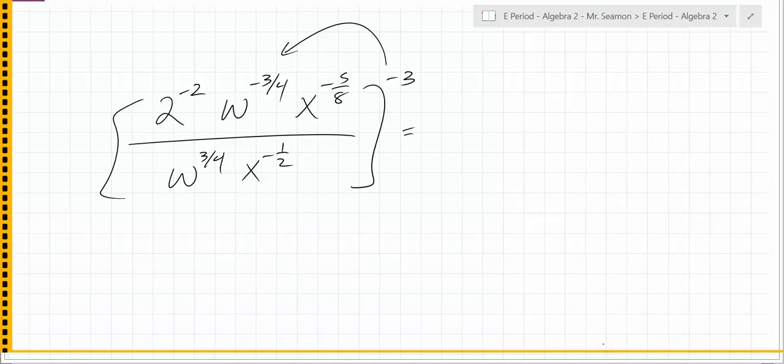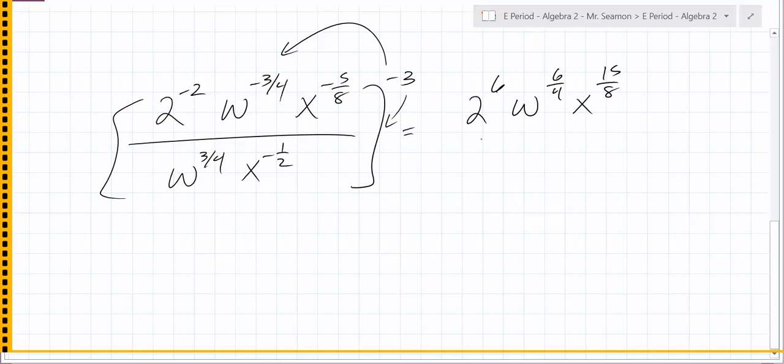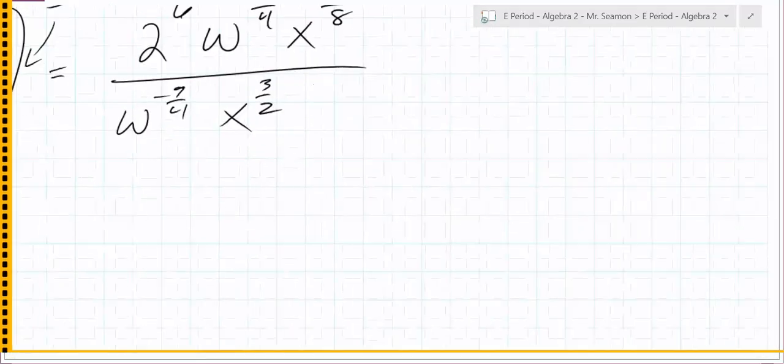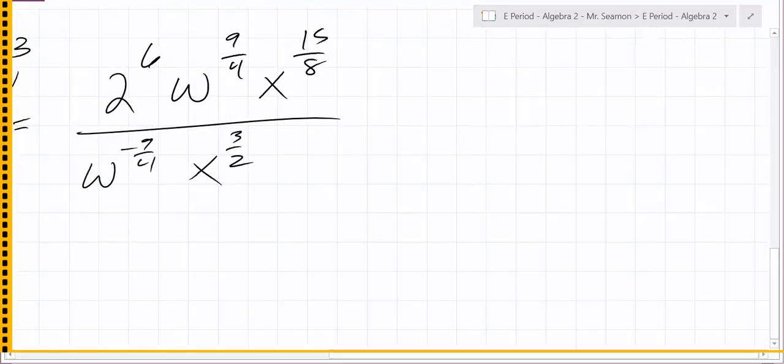So let's distribute it in. It goes to all the powers. So you have 2 to the 6th, w to the 6/4, x to the 15/8, right? It's 9 over 4. 9. I can't actually multiply this morning. Thank you for catching that. W to the -9 over 4, and x to the 3 over 2. Now, what could you do at this point to these fractions? What could you look for?